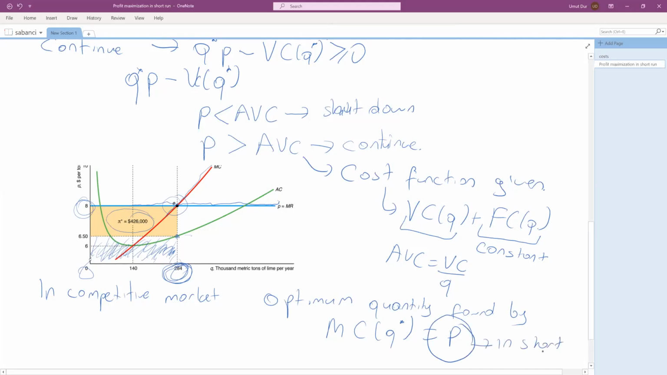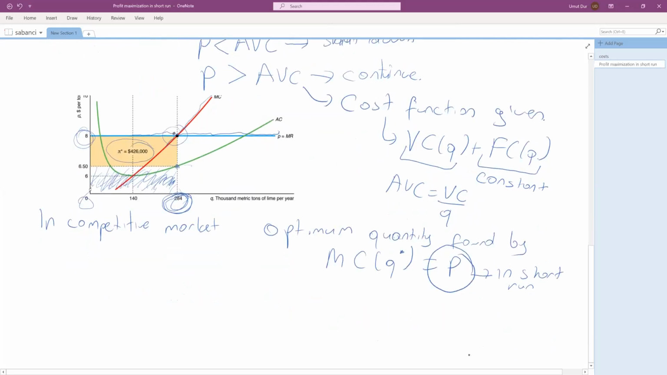So this price will always be given to you in the short run. In the short run, you will always be given the price.